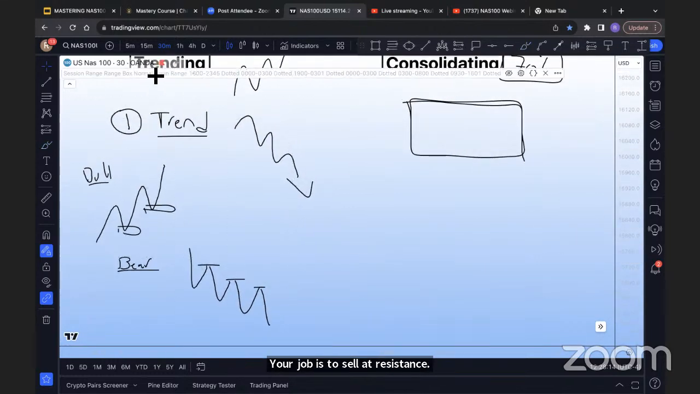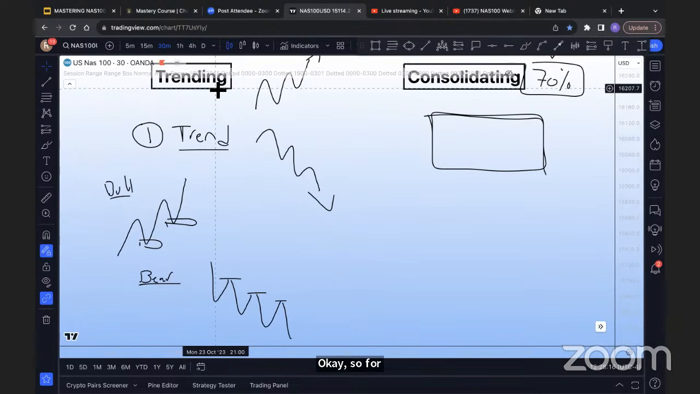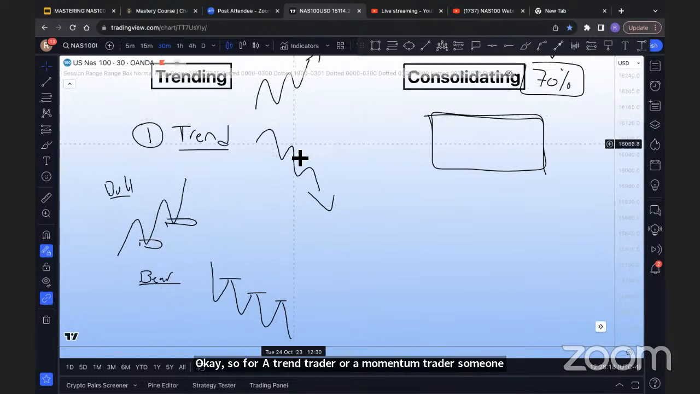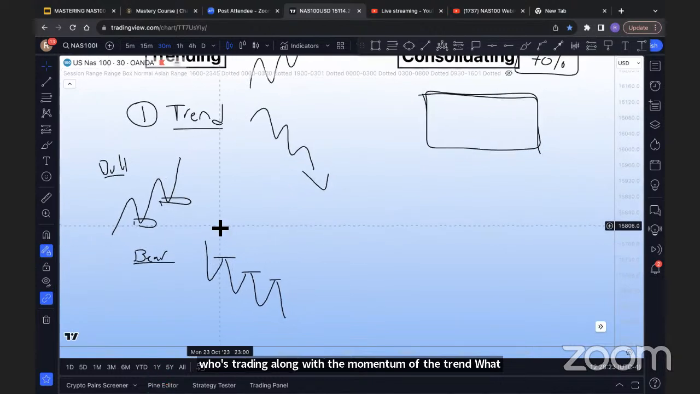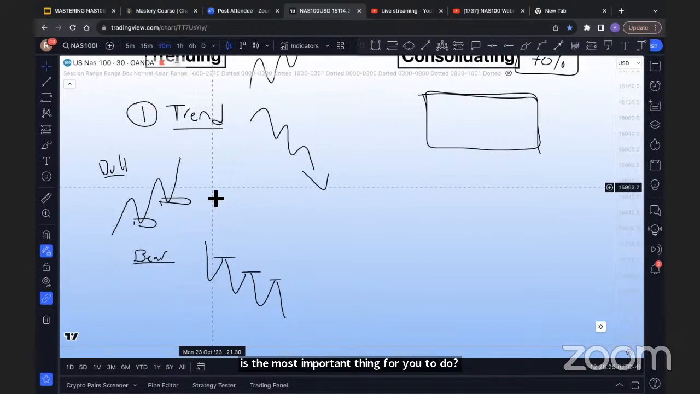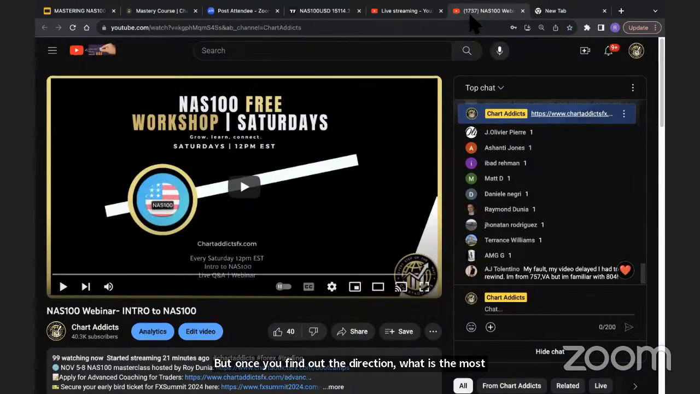Okay? So for a trend trader or a momentum trader, someone who's trading along with the momentum of the trend, what is the most important thing for you to do? But once you find out the direction, what is the most important thing for you to do to make money? Help me out here, folks.